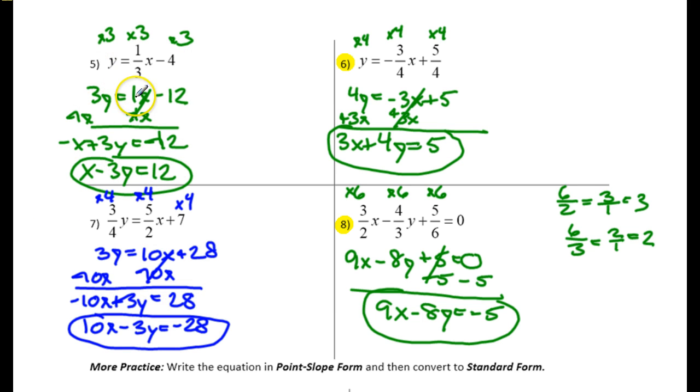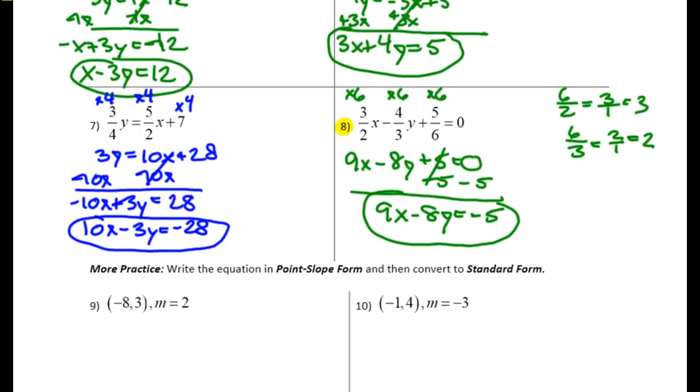Alright, so number 5, first step, there was only one fraction here, right? So I'm going to multiply by 3, but I got to hit everything. Then I get this, got to move the x over, so it's minus x or minus 1x. Once I get that, got to get rid of that negative in the front, so I divide everything by negative 1, which changes all the signs. So x minus 3y equals 12 is standard form for number 5.